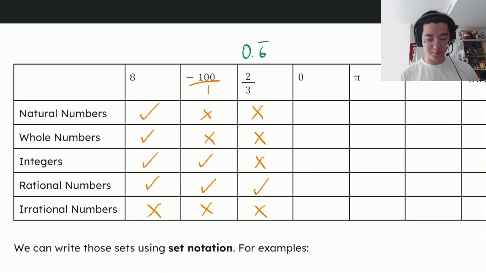0. Natural? Nope, nothing natural about that. Whole number, yes, by definition it's just a number with no decimals, and 0. Integer, rational, yes, yes. Irrational, no.